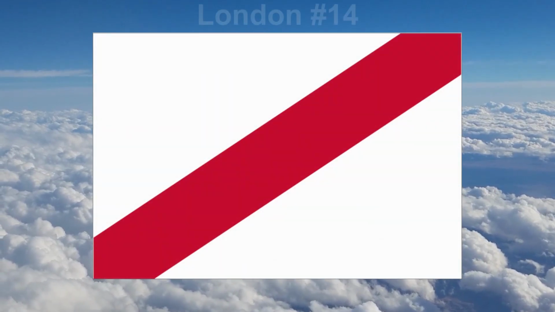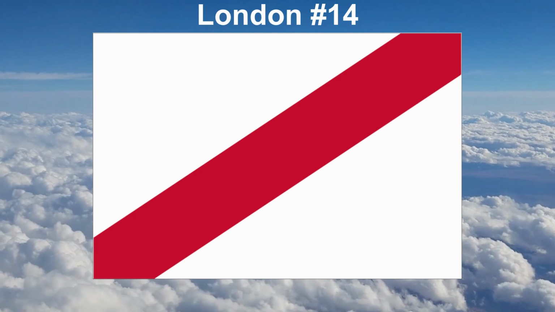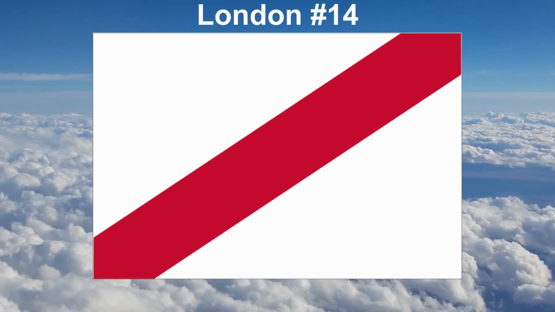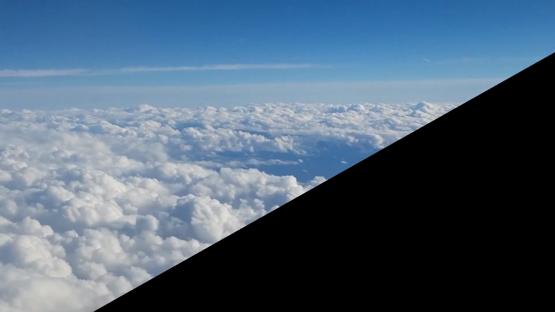Next is entry 14. It is meant to look similar to the flag of England. The diagonal stripe represents the River Thames, which crosses the city. The color red symbolizes courage, and the color white symbolizes purity.